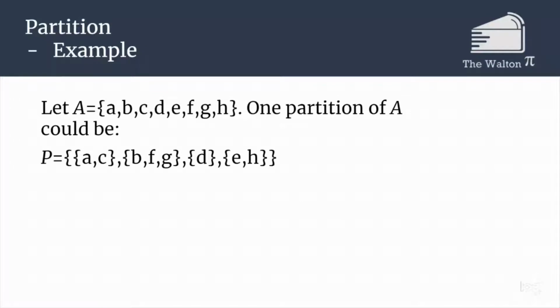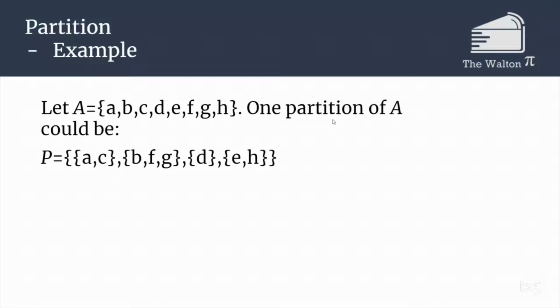So an example of a partition on the set A, which is the set containing A, B, C, D, E, F, G, and H, could be the set containing A and C, the set containing B, F, G, the set containing D, and then the set containing E, H. This is a partition because every element is in one of the sets, no element is in more than one set, and none of the sets are empty.